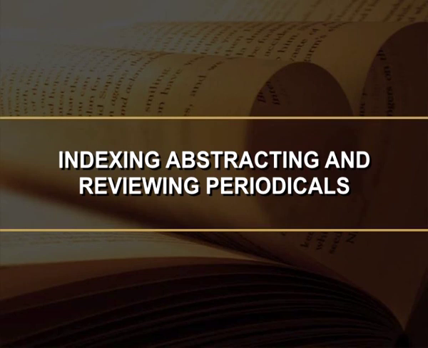Indexing, abstracting and reviewing periodicals. Indexing, abstracting and reviewing periodicals are secondary publications and are very important tools of reference and consultation in libraries and information centers. They give information about already published primary documents such as articles and research papers in periodicals, reports, patents and conference proceedings. They act as a communication link between originator of information and its ultimate user. They help the user to locate their required information easily and quickly.